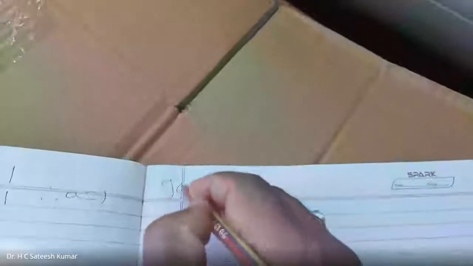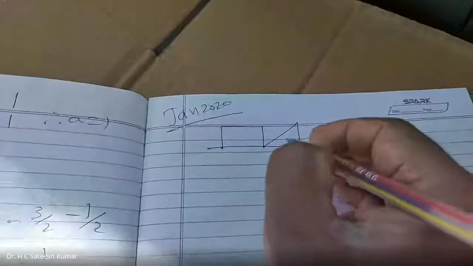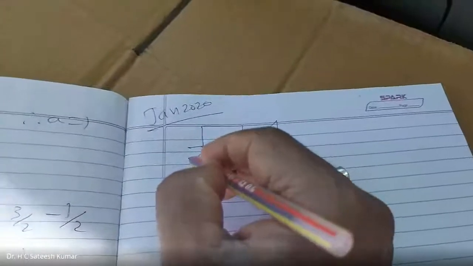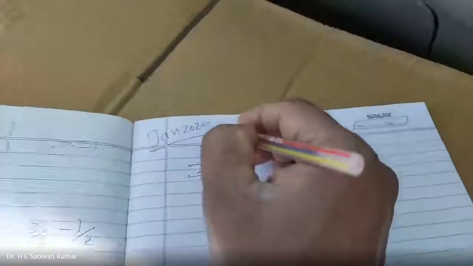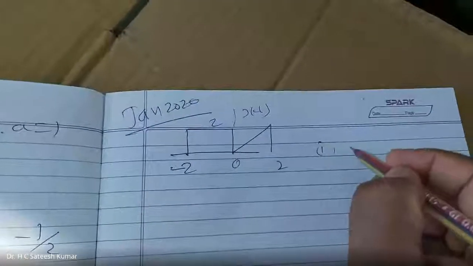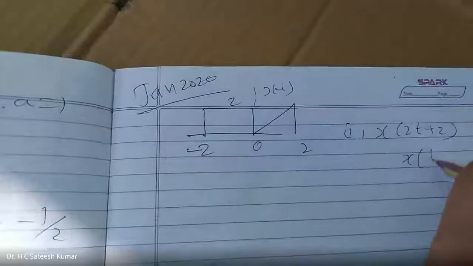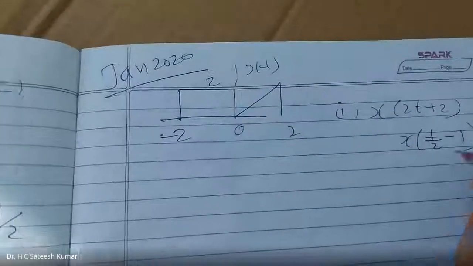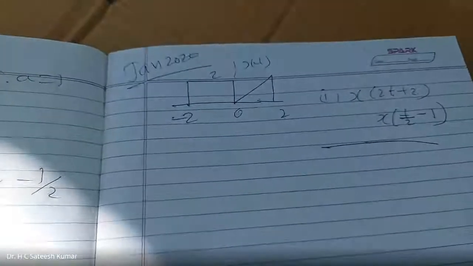Given the signal, this one is from January 2020. Given the signal like this, and this is 2, minus 2. This is 0, this is 2, this is 2. X of t. Find x of 2t plus 2 and x of t by 2 minus 1. A similar kind of problem I already did, you can verify it. And this question was asked for 8 marks.